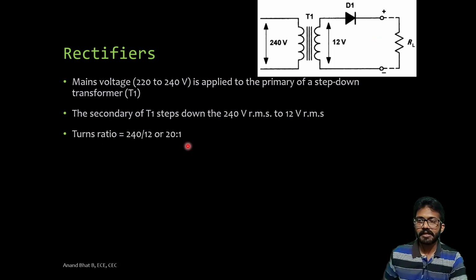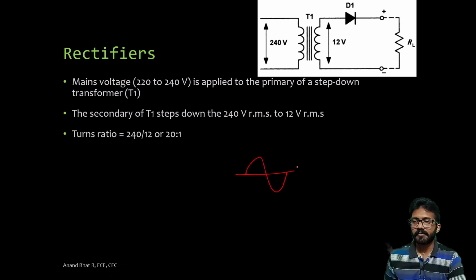Now we can see in the diagram that this circuit consists of AC which may have two cycles. In general, if you want to draw an AC waveform, it will look like this, and we call it positive half cycle and negative half cycle. Let us analyze this circuit with respect to positive half cycle first.